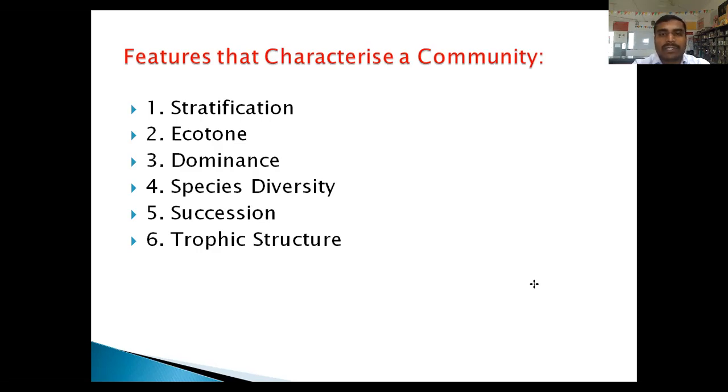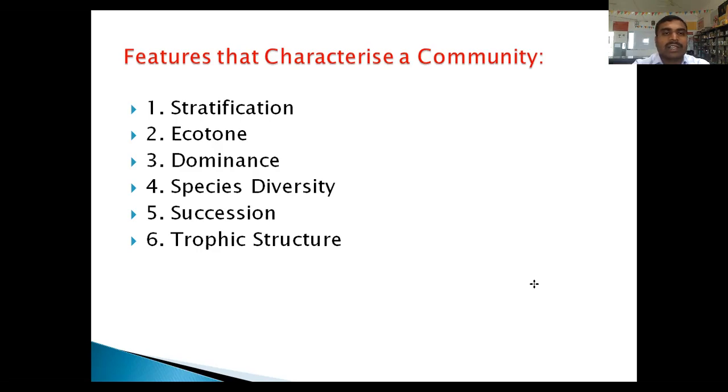Then the next feature is species diversity. Each community is made up of different types of organisms, plants, animals, microbes, etc., which differ taxonomically from each other. The number of species and population abundance in a community also vary greatly. There are two levels of species diversity: regional diversity and local diversity.